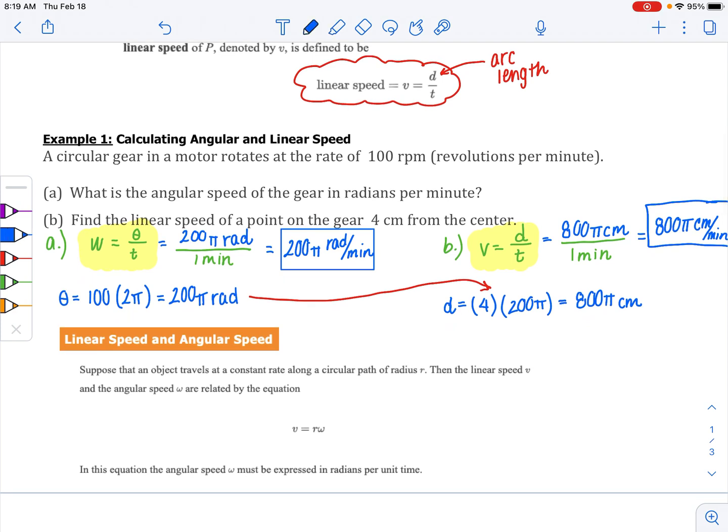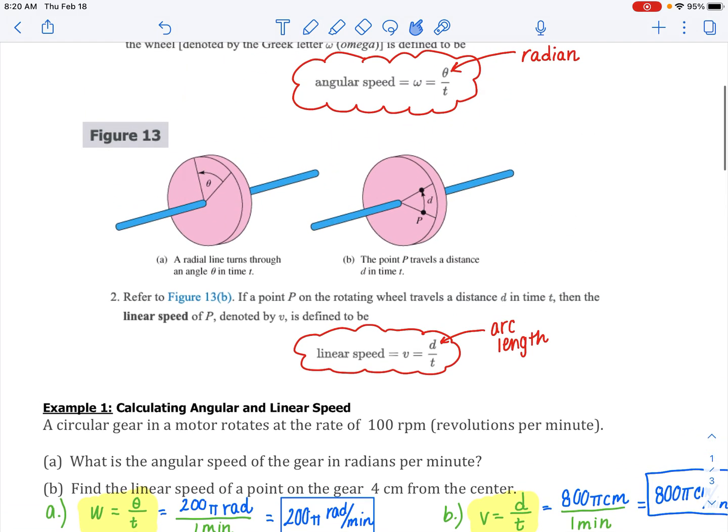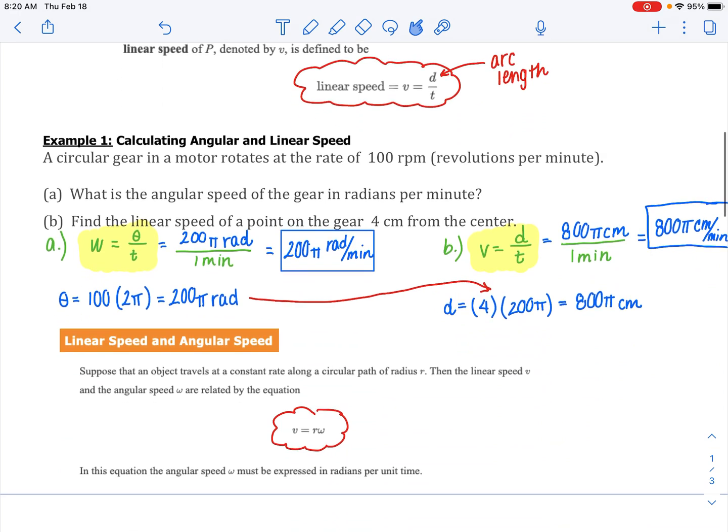One last formula for you. Suppose an object travels at a constant rate along a circular path. Then the linear speed v and the angular speed omega are related by this equation. So this is our third and final equation that actually relates the two that we learned before. Angular speed must be expressed in radians, just like we've written down up here. Needs to be in radians. But now you can relate them together. Pretty cool equation. Let's see how we can use it on the back.